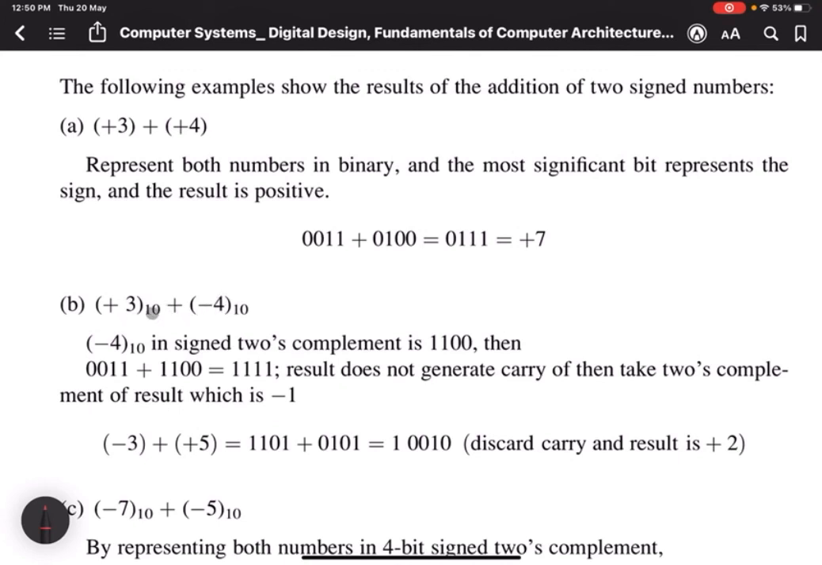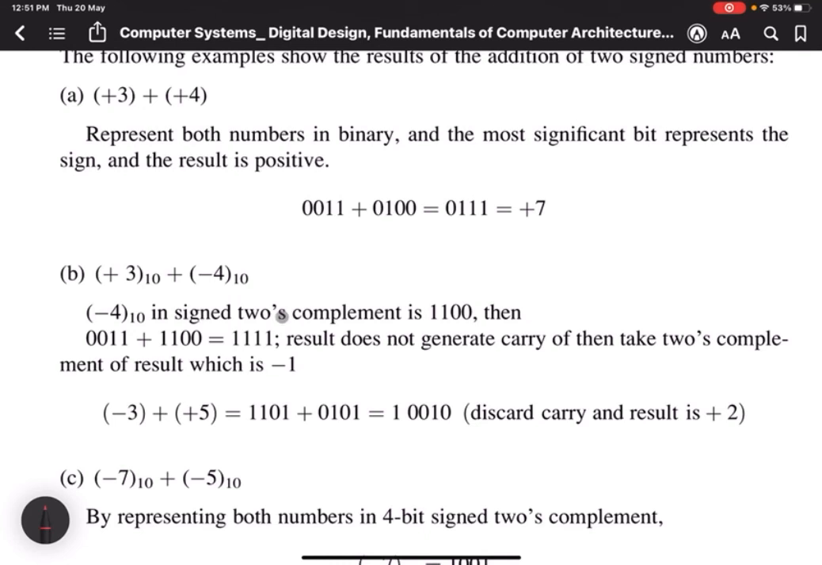So, if negative naman yung isa, okay? The sign 1 is 1100. Then 1101 plus 1100 will equal 1111. The result does not generate a carry, so take the 2's complement of the result, which is negative 1. Hindi nag-generate ng carry, remember yung sa taas, 'di ba? Pag hindi nag-generate ng carry, then the 2's complement is negative. So this is negative 1.